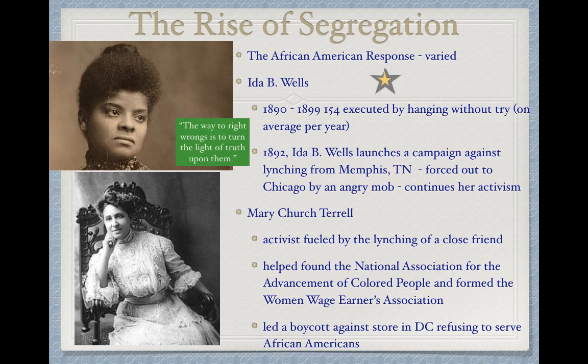And then there's also a woman, Mary Church Terrell. She is also an anti-lynching activist. She is fueled by the lynching of a close friend of hers. She helps to found the National Association for the Advancement of Colored People, the NAACP. She also forms something called the Women Wage Earners Association. And she is involved in some early examples of civil disobedience, leading a boycott against a store in Washington, D.C. for refusing to serve African Americans.